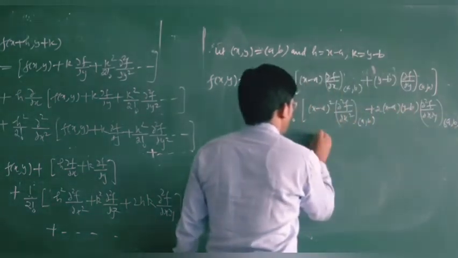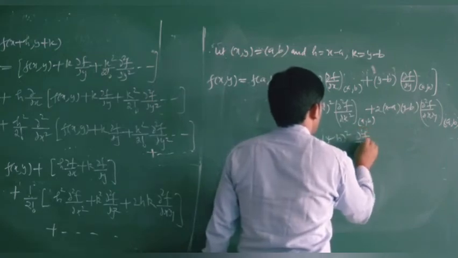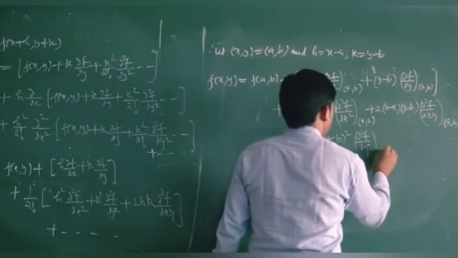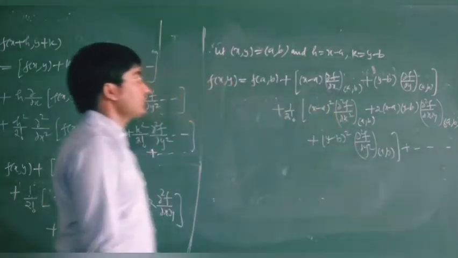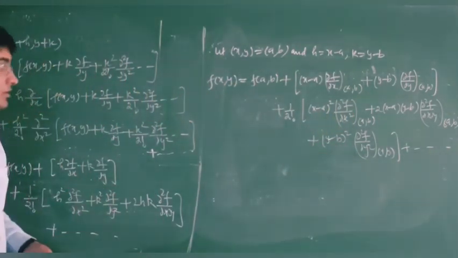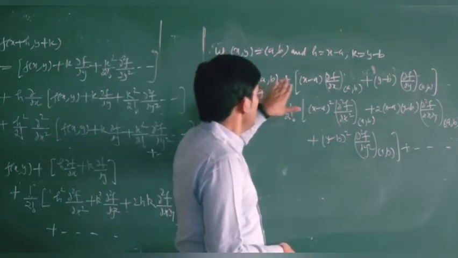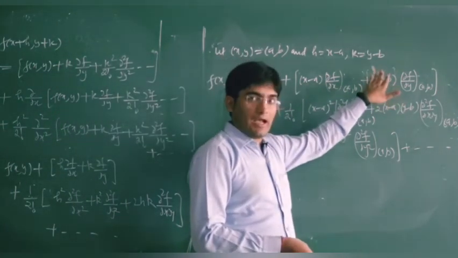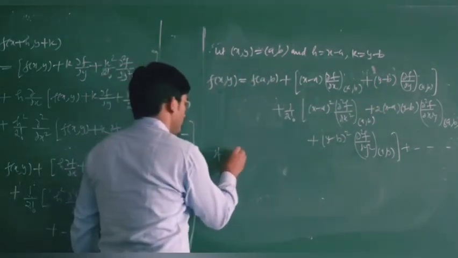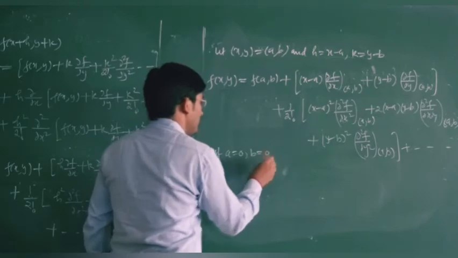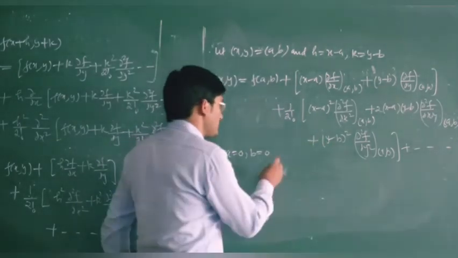Then we will have (y minus b) whole square del 2 f upon del y2 at a comma b, and then the third order derivatives. So this is the Taylor expansion of a function f(x,y) in powers of x minus a and y minus b. Now if a equal to 0 and b equal to 0, then this Taylor expansion is known as Maclaurin expansion.